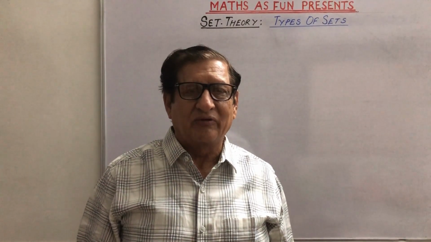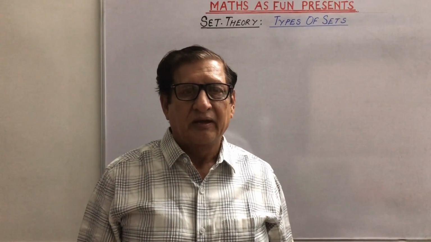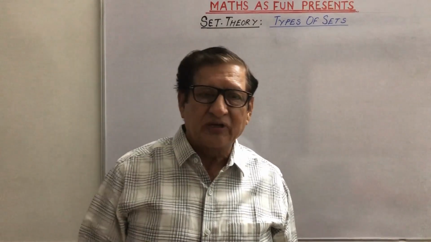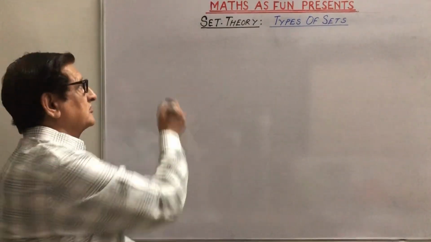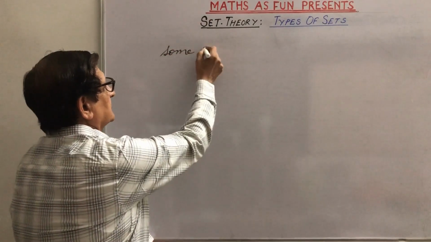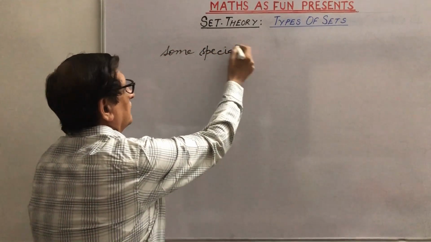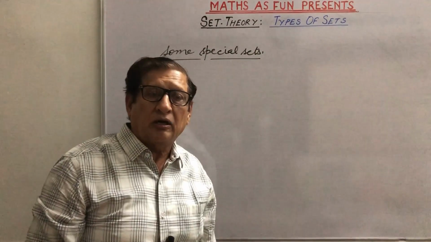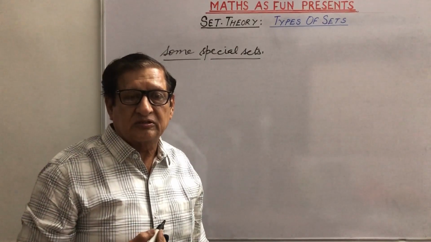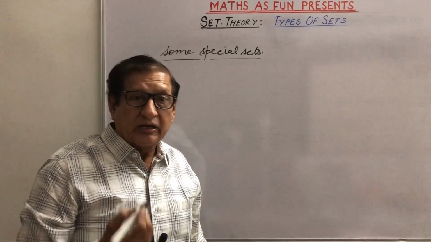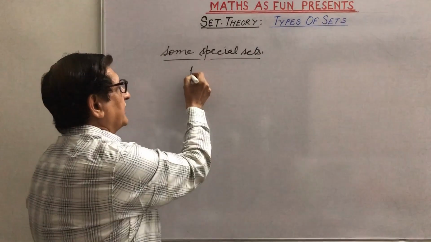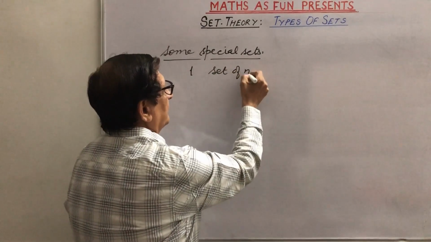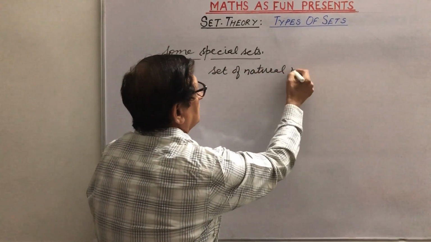In this video we will learn about some special sets, types of sets, equal sets and equivalent sets. First we go to the special sets. We have already learnt about the representation of sets and their elements. Now here first one we take as the set of natural numbers.